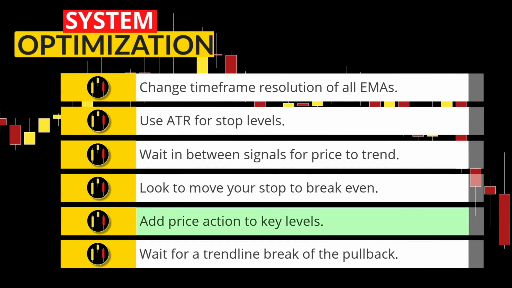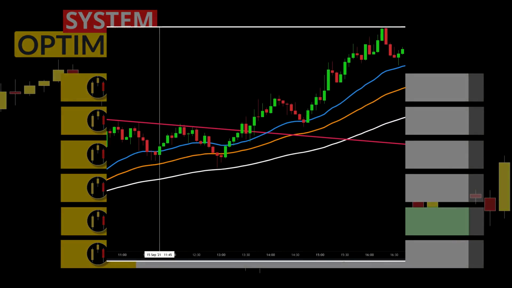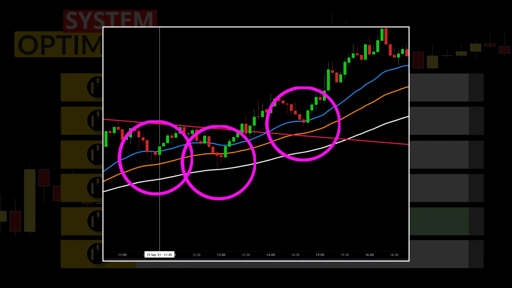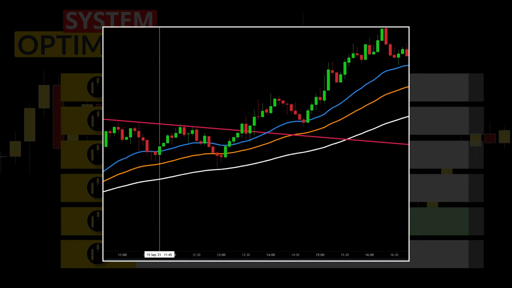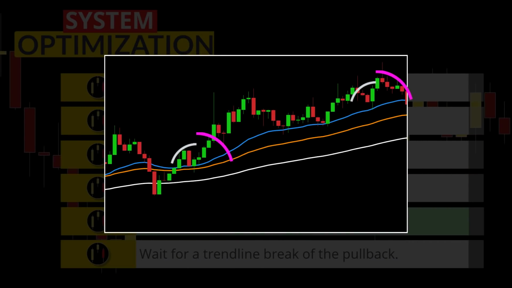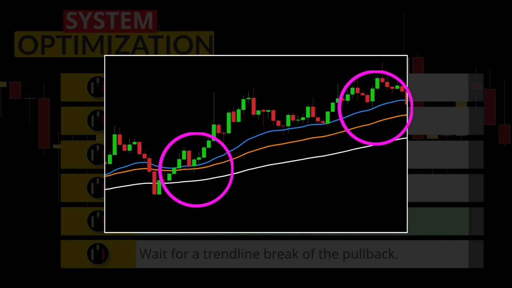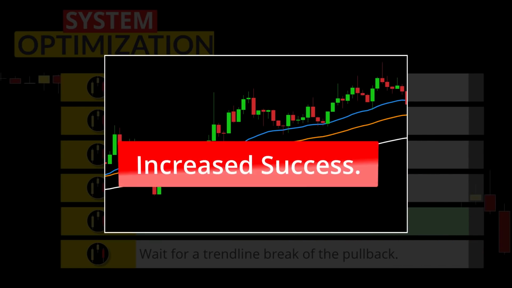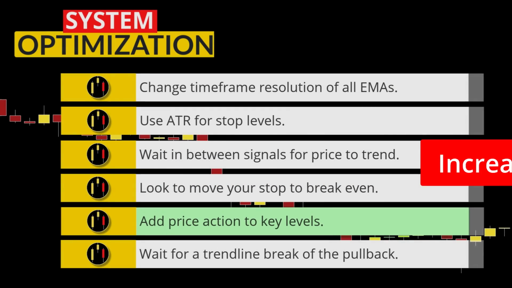Furthermore, adding price action to key levels can really help your gains. Look at this chart where we get multiple wicks on the same MAs followed by a trend continuation. Or on this move, we observe the same thing. Adding price action to key levels can be a powerful addition to your trading system.